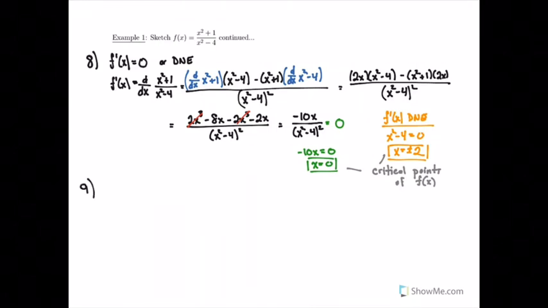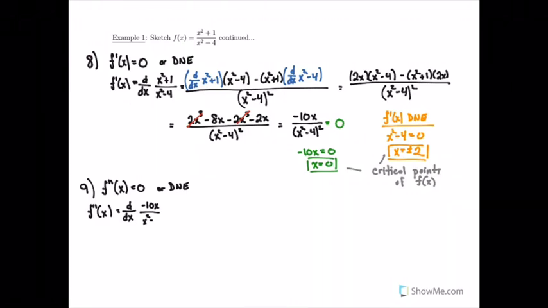Step 9 says that we're going to do a similar sort of thing, except this time we're going to look at the critical points of the derivative, the second derivative, equal to 0 or does not exist. So, first I need to find the derivative of the derivative. So we're going to find the derivative of negative 10x over x squared minus 4 squared. And again, we need to use the quotient rule.